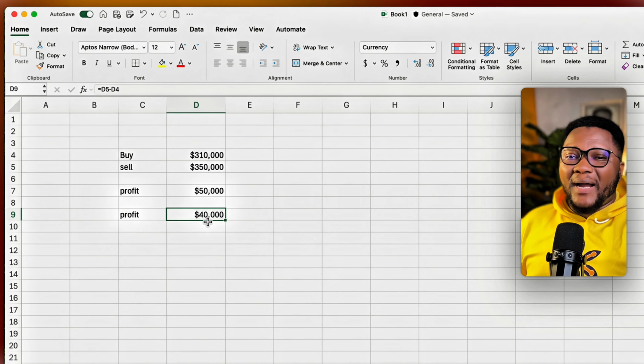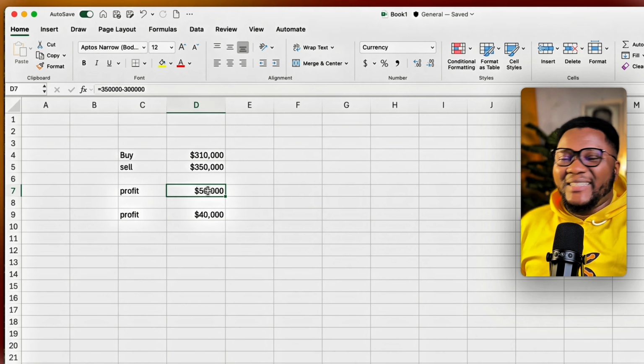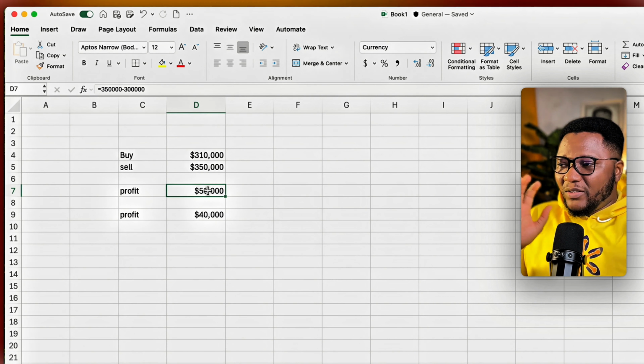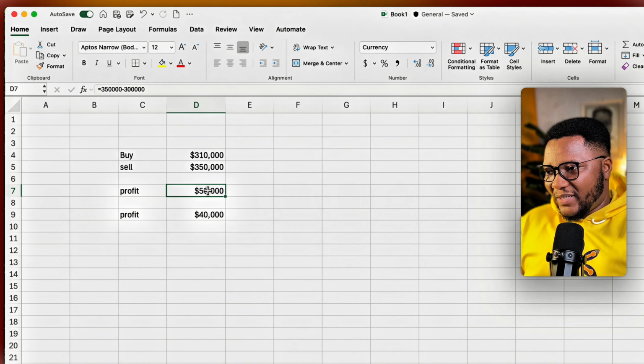So I don't have to come back and be doing the calculations again. But you can see the one we had coded, it did not change. It did not change. So this is one of the first understanding and introduction to cell referencing and the power of Excel.